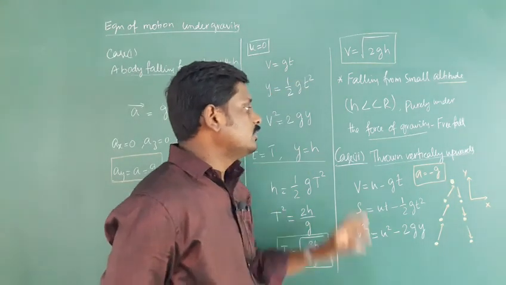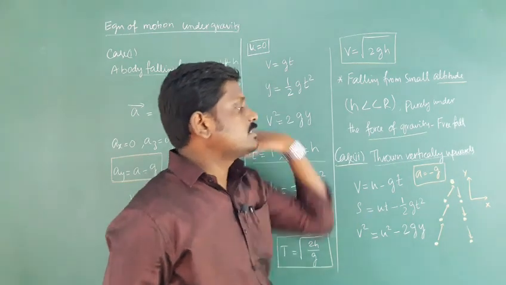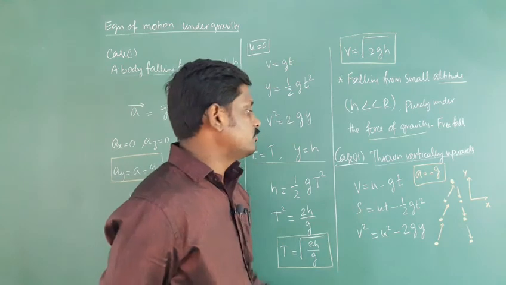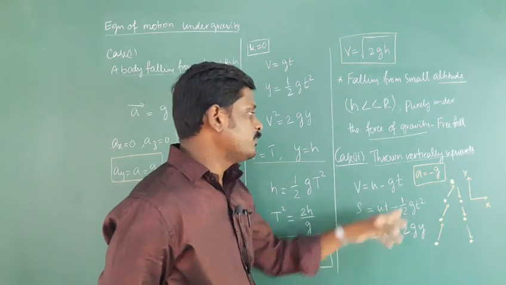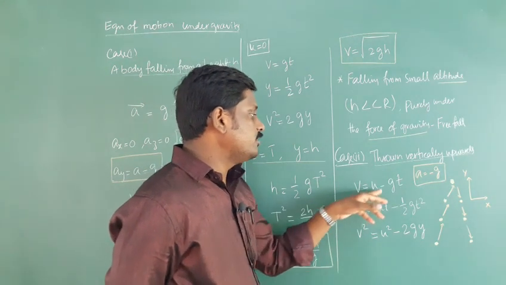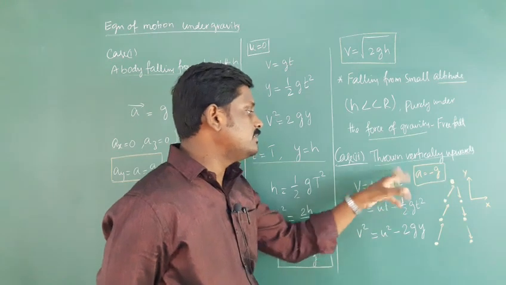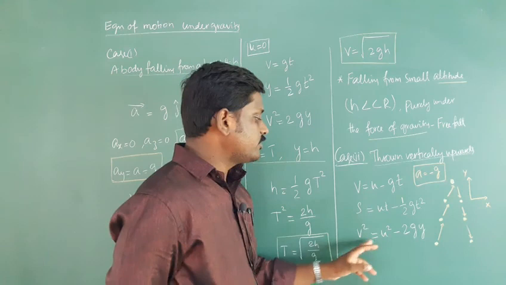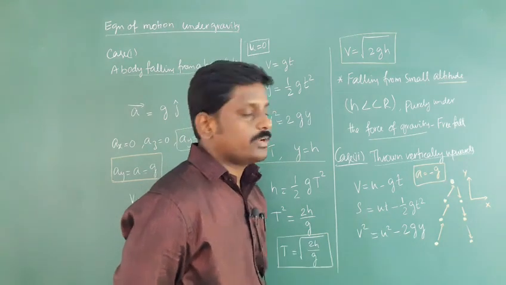Then case 2, if an object is thrown vertically upwards, it is moving against gravity, so a is equal to minus g. The three equations of motion change. Here v is equal to u minus gt, then s is equal to ut minus half gt squared, and v squared equal to u squared minus 2gy. So okay students.